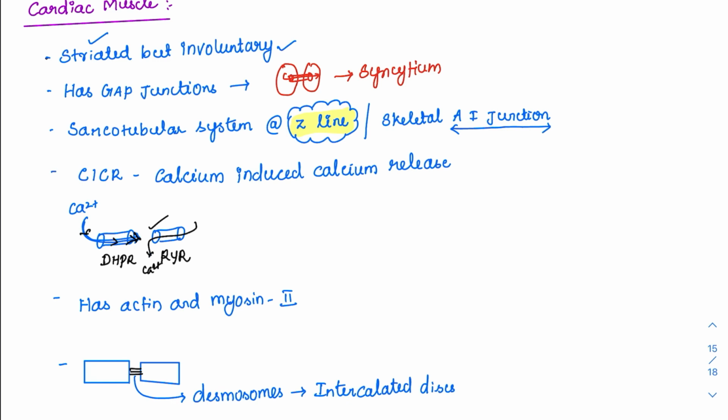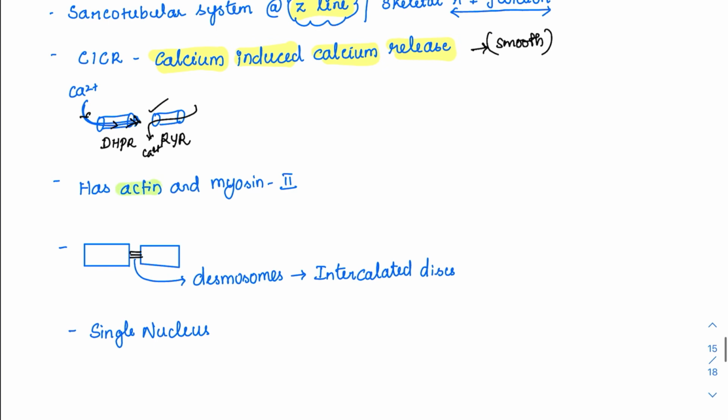That's why this process is called calcium induced calcium release. Even in the smooth muscles, the same thing is going to happen, that is calcium induced calcium release. And cardiac muscle also has actin and myosin, and the myosin present is the type 2 variant of myosin.